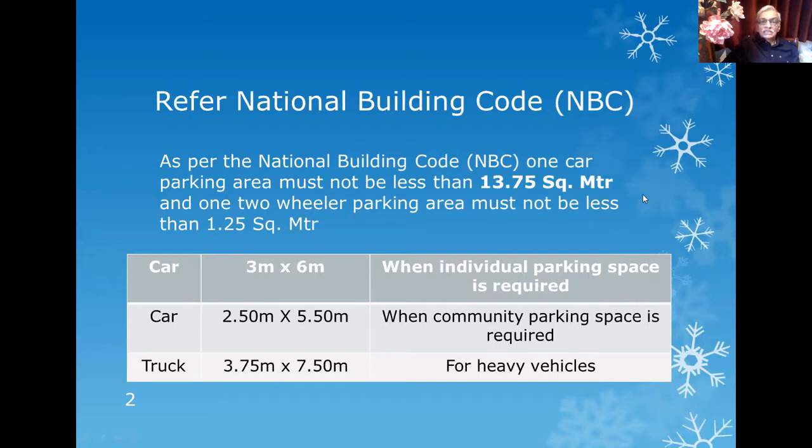You should refer to the National Building Code for getting basic references about how much space a car needs. According to the code, a car needs 13.75 square meters of area and a two-wheeler needs about 1.25 square meters of area. With this basic idea, one should proceed further with the designing of the car park.